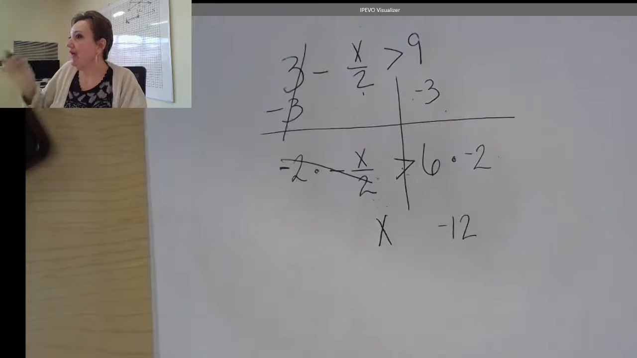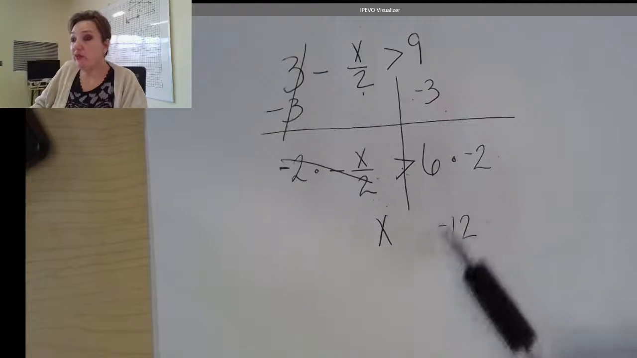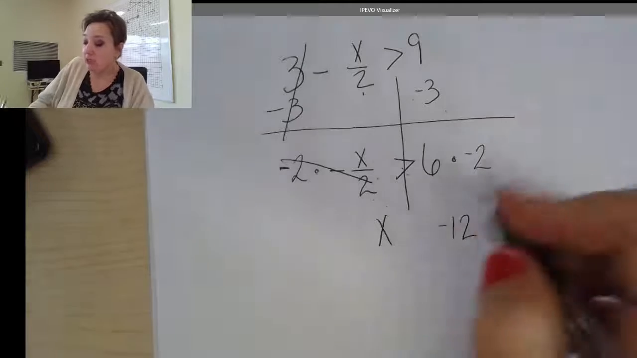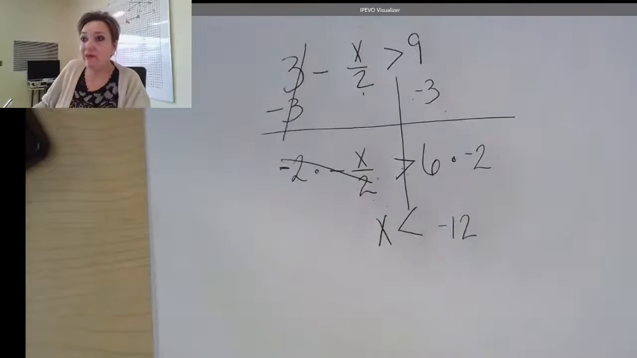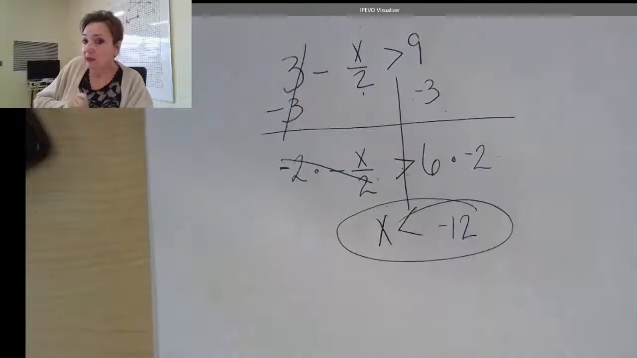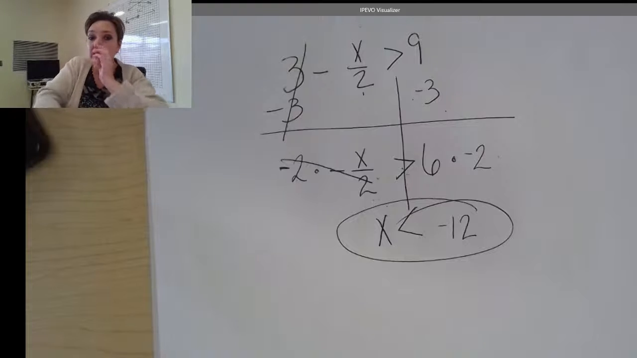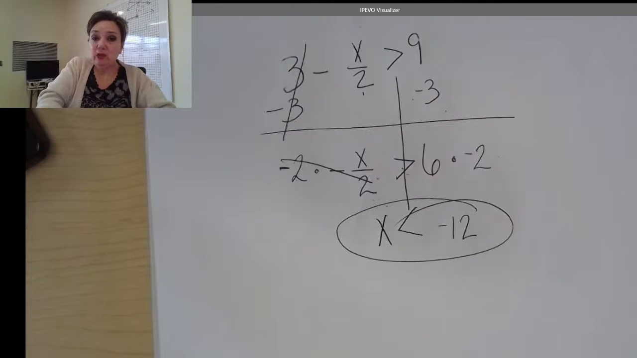Because I multiplied by a negative. It doesn't matter that this became a negative. What matters is that I multiplied by a negative, so I got to flip the sign. Flip the sign. Got it? Okay, let's do another one.